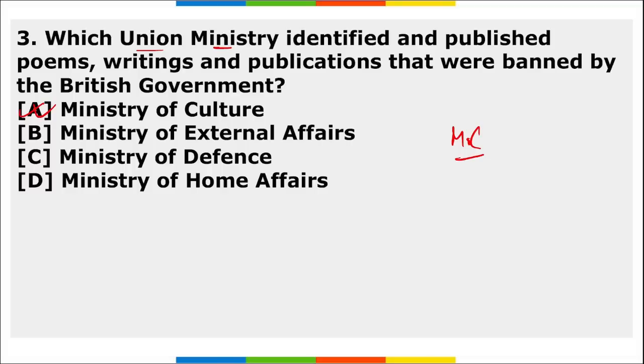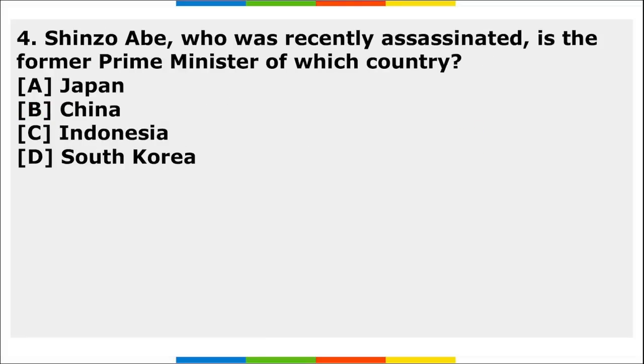celebration, it identified few poems, writings and publications that the British government banned and put them as catalogue, which has been published on the website by the National Archives of India. And these journals are in the regional languages such as Bengali, Gujarati, Hindi, Marathi, Kannada, Odia, Punjabi, Sindhi, Telugu, Tamil and Urdu. Next, Shinzo Abe, who was recently assassinated, is the former Prime Minister of Japan.